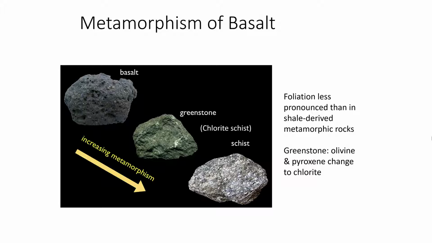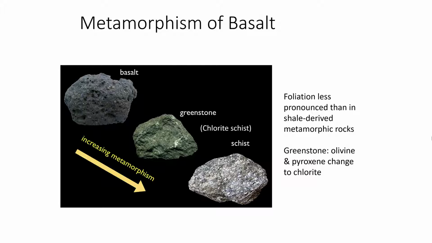First, looking at the metamorphism of basalt. We start with basalt at the top left in this image. As we increase metamorphism, we go through a greenstone to a schist, which more specifically would be a chlorite schist. There is not too much foliation that would be distinctive compared to shale-derived metamorphic rocks.